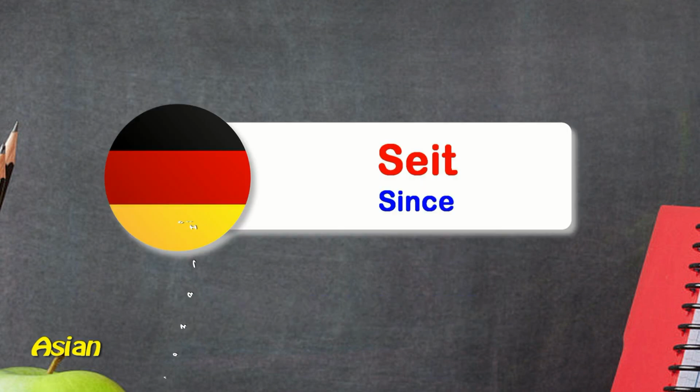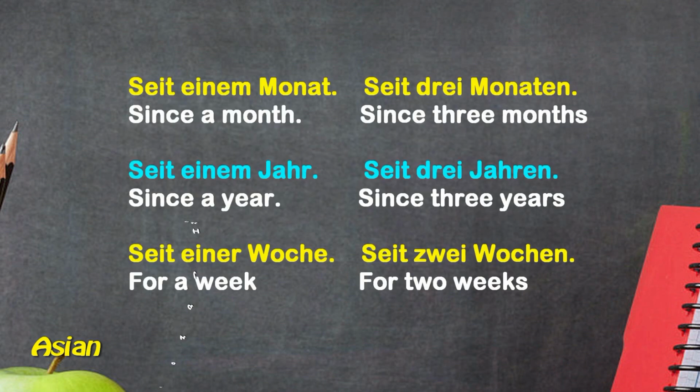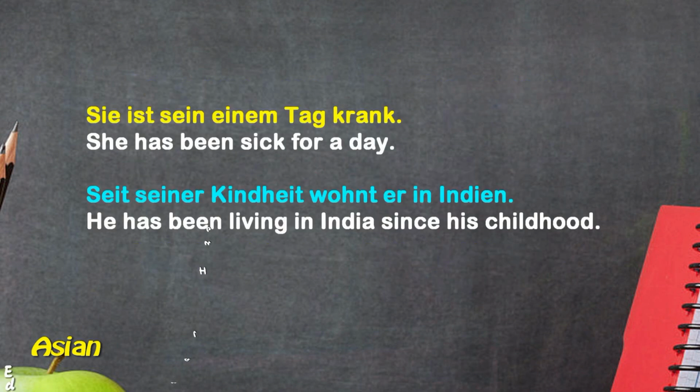Now see seit means since. Seit einem Monat. Since a month. Seit 3 Monaten. Since 3 months. Seit einem Jahr. Since a year. Seit 3 Jahren. Since 3 years. Seit einer Woche, for a week, und seit 2 Wochen. For 2 weeks.